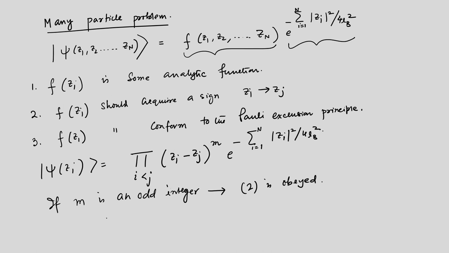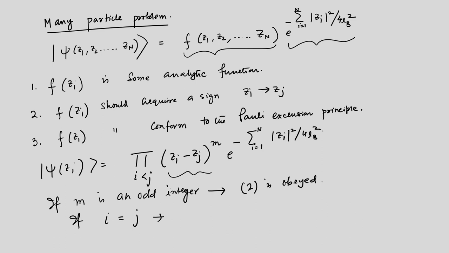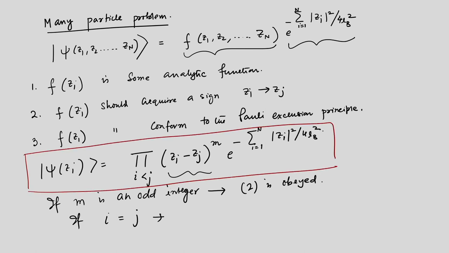Three is obeyed because if i is equal to j, then this quantity is actually 0, m times. So this really says that the exclusion principle is enforced m times, because it's not just a 0, but a product with m orders of 0. Okay. Now it remains to be seen that this wave function looks nice. So this is called the Laughlin wave function, or the Laughlin states.